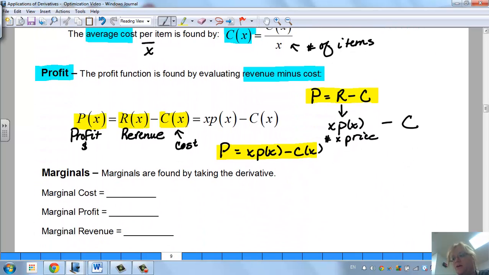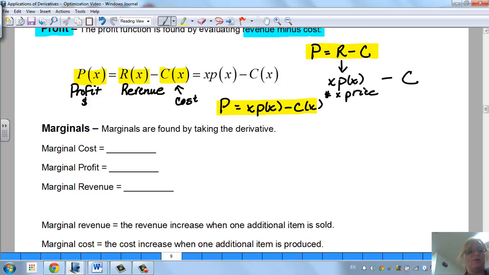Now let's go down here further. We're going to talk about marginals now. Okay, so marginals is more for economics, but we're going to do a very, very simple and basic version. Okay, so marginals are found by taking the derivative. All right, so marginal cost is shown by C prime, marginal profit is shown by P prime, and marginal revenue is shown by R prime. What does that mean in real world terms?